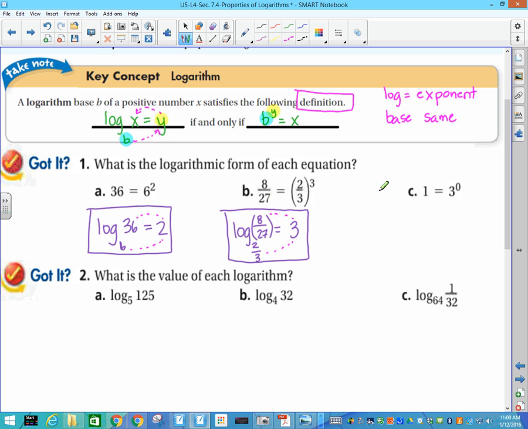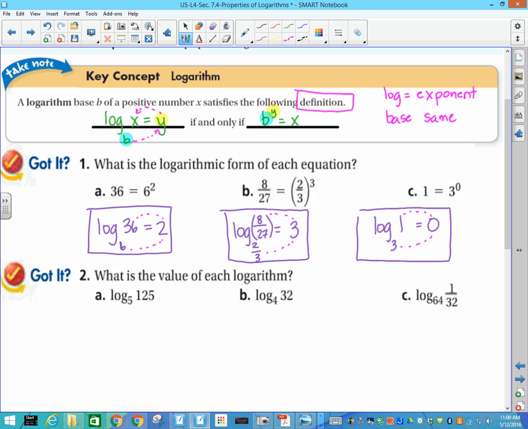All right, and then the last one, again, log. My base is 3. My exponent, which is the same thing as my log, is 0, and the number that's left is 3. So check that out, and again, check it. 3 to the 0 is equal to 1, and that's what that says up there.